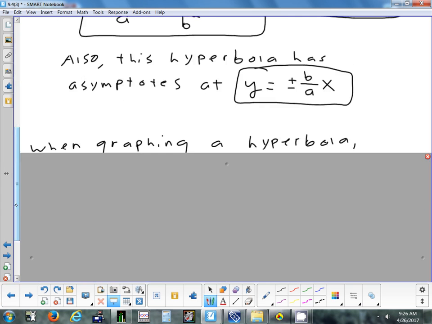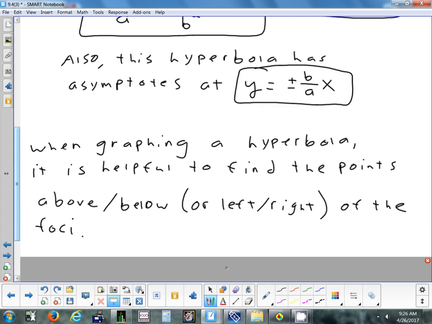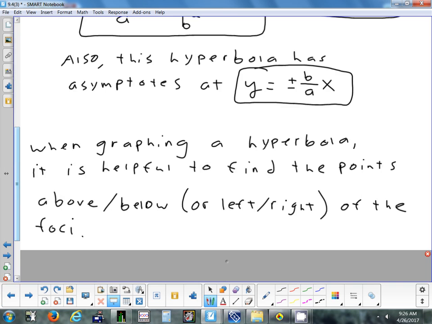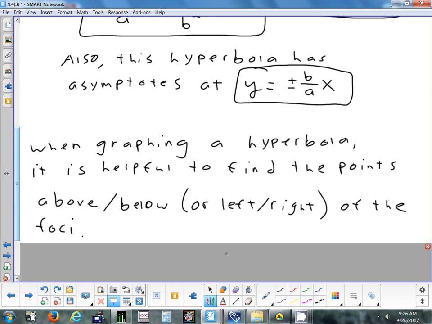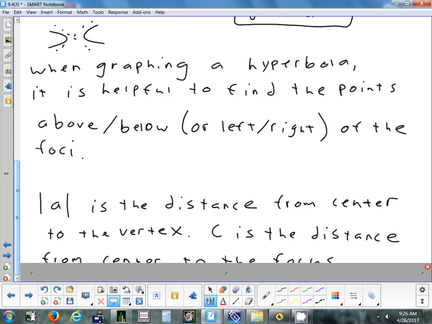So I wouldn't worry too much about that. Really, when we're graphing a hyperbola, if you find the asymptotes, that gives you enough information to sketch it. That's all you need to find. Draw the X shape, and you're good. So don't worry about that.